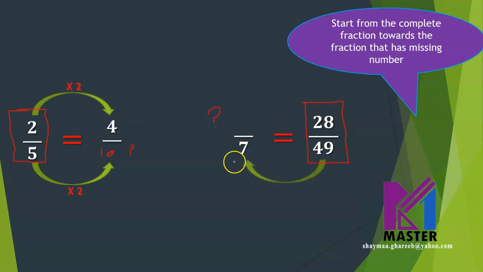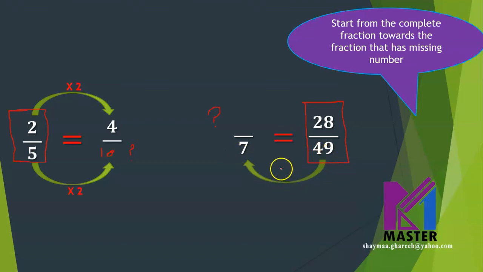49 became 7. From the 49 to the 7. What should I do? What happened to the 49 to be 7? Is it multiplication? No. Why? Because the number is getting smaller. 49 is a big number. It became 7, and 7 is smaller, so it's a division.